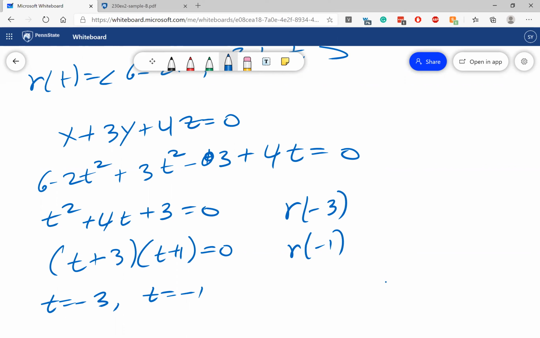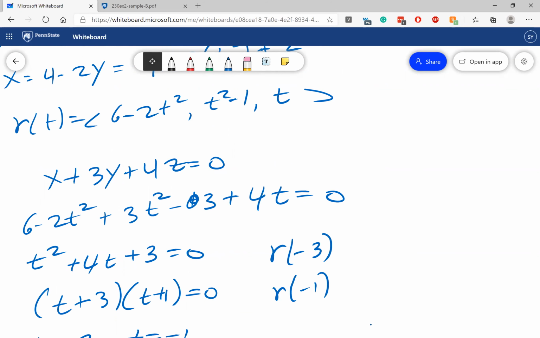Any questions? So do we plug that back into r of t? Yeah. So this would be, I'll just do the -1. So that would be 6 minus 2, which would be 4. And then the other one would be 0, and then the other one would be -1. So that would be 1 point, and then you can plug in the other one. Any questions? Okay.